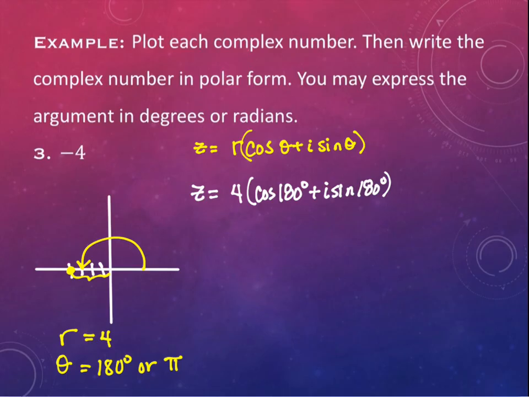Okay? Now, if you're like, well, why don't we just simplify the cosine 180 and the sine 180? Well, if we do, we're going to get right back to the fact that this is actually equal to -4. That's turning it back into rectangular, okay? If we write this with radians, it would look like the following.